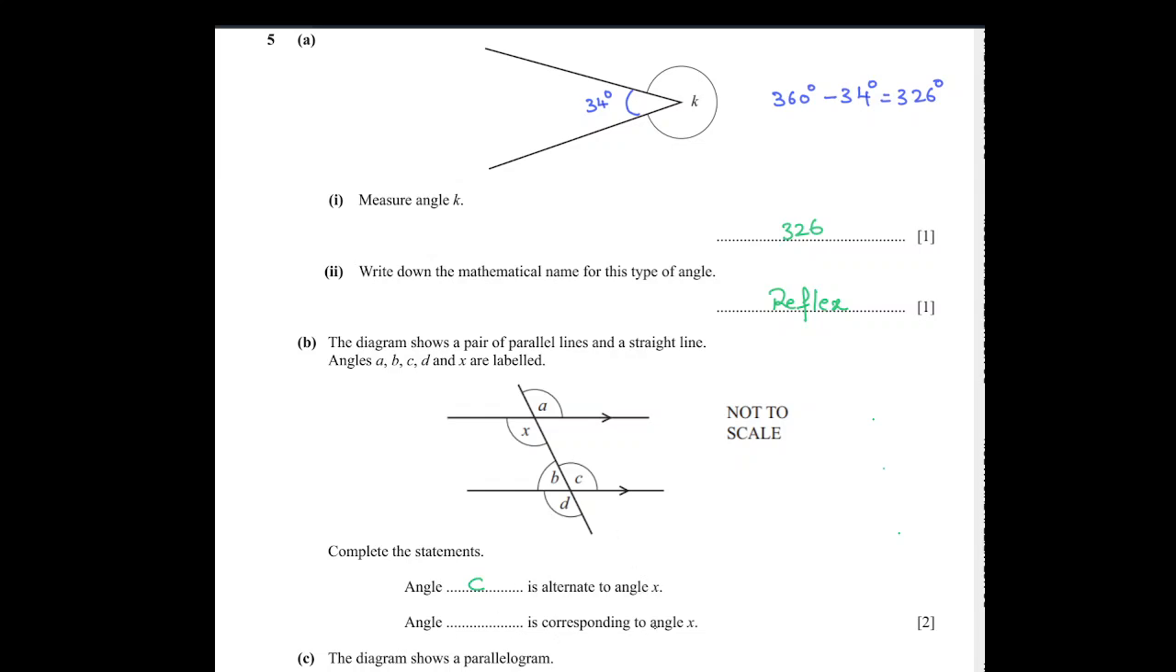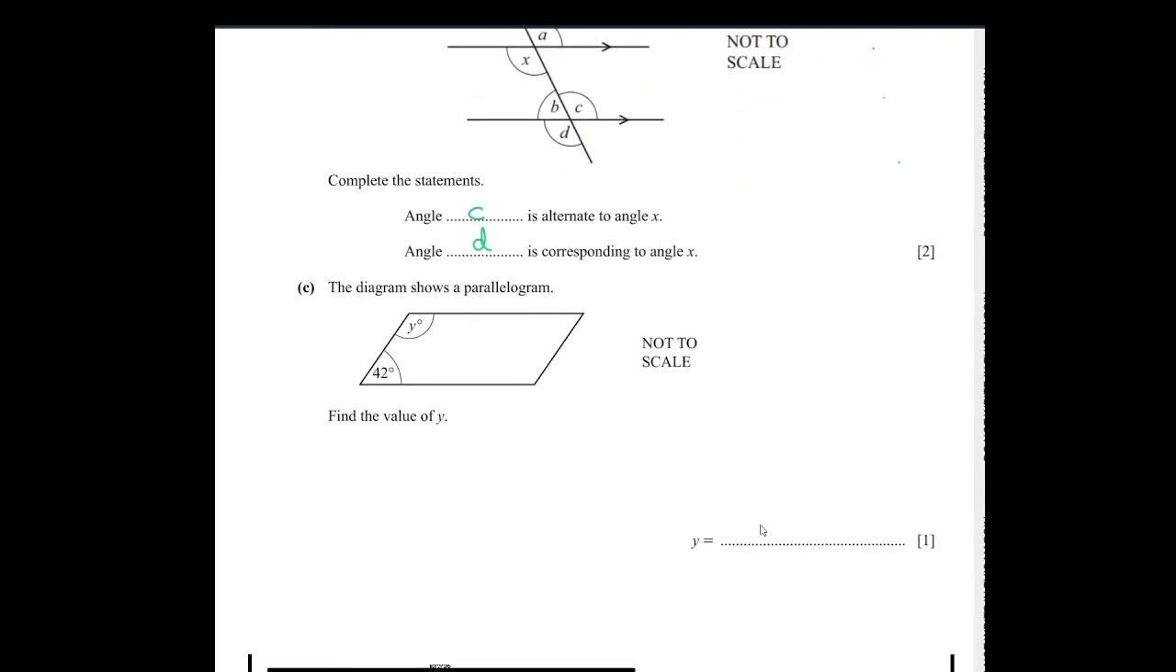Angle dash is corresponding to angle X. Corresponding is on the one side of the transversal. This is inside the parallel lines, one should be outside. So D is the corresponding angle to angle X. Question A, B is done.